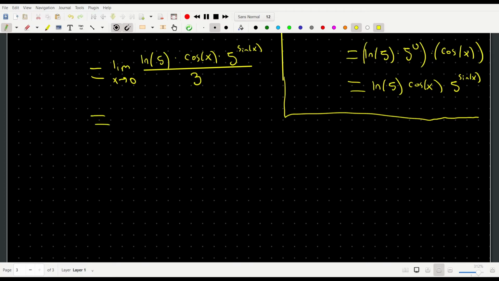So this is a constant, natural log of 5 over 3. This is a continuous function, cosine of x, 5 to the sine of x is continuous. So as we go to 0, this just becomes natural log of 5 over 3 times cosine of 0, which is 1, times 5 to the sine of 0, which is 5 to the 0, or 1 as well.